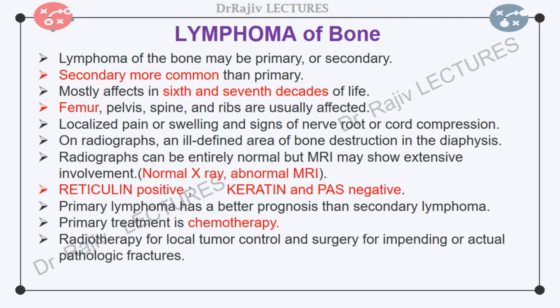Primary lymphoma of bone has a better prognosis than secondary lymphoma. The primary treatment of lymphoma is chemotherapy. Local tumor control usually is achieved with radiation therapy. Surgery is indicated for the treatment of impending or actual pathological fractures.